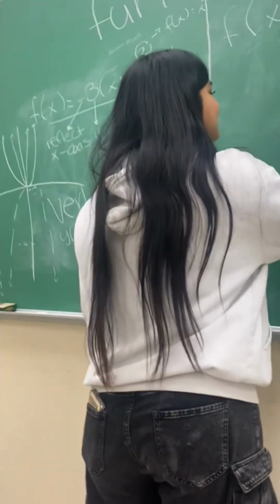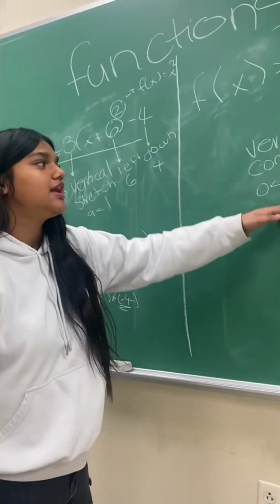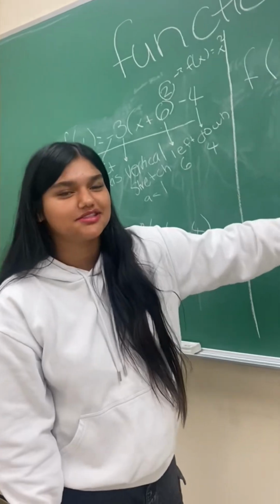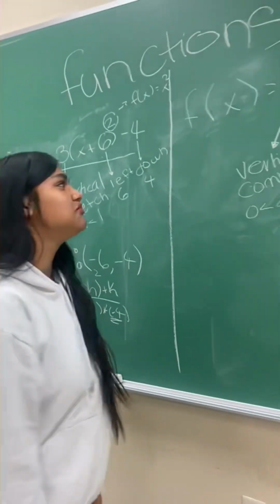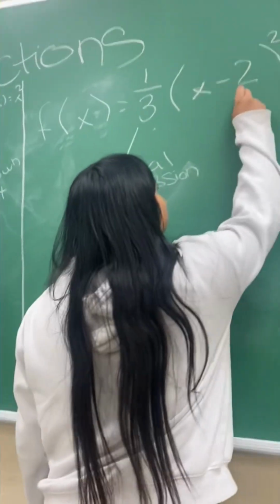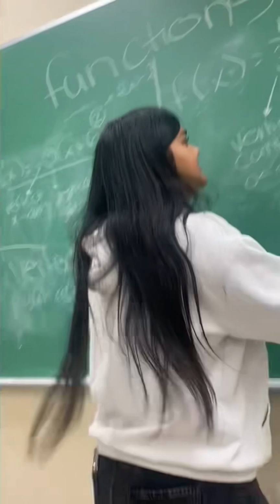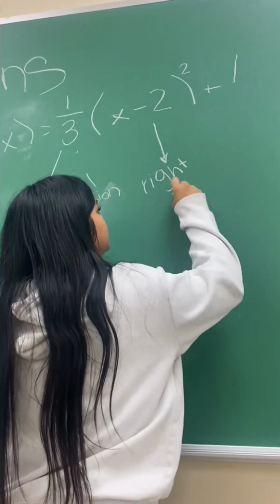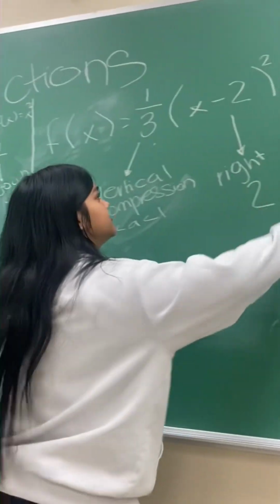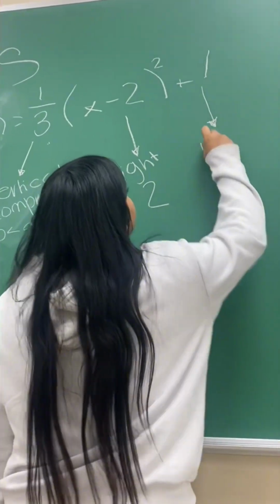Everybody. So this is the formula for vertical compression: a is greater than 0 and less than 1. And 1/3 clearly fits. So that's why it's a vertical compression. Next up is the number inside the parentheses, which makes it go right 2, because it's always the opposite. This one is outside, so it's up.